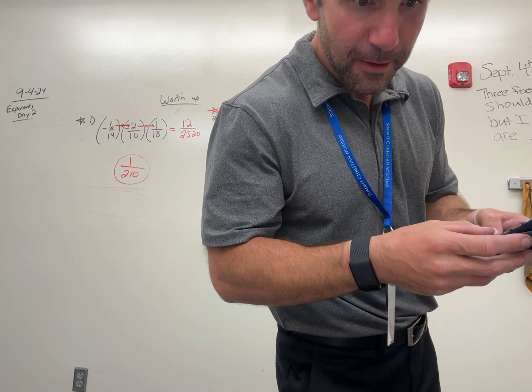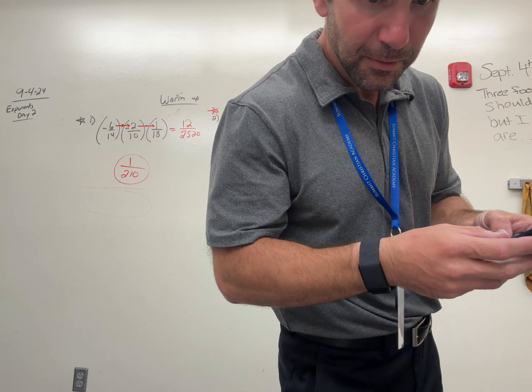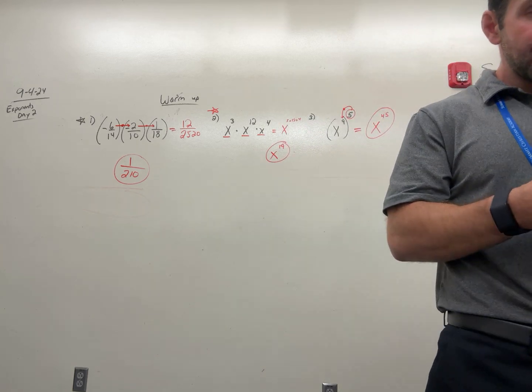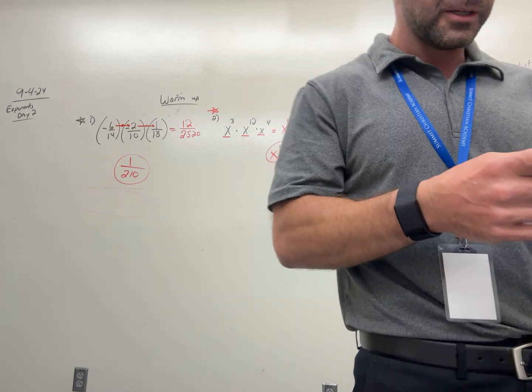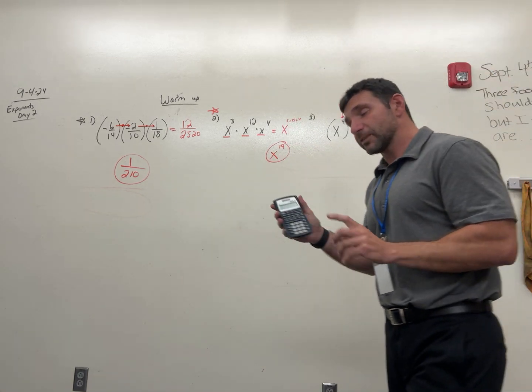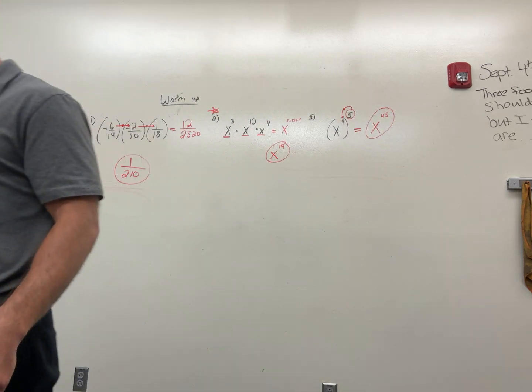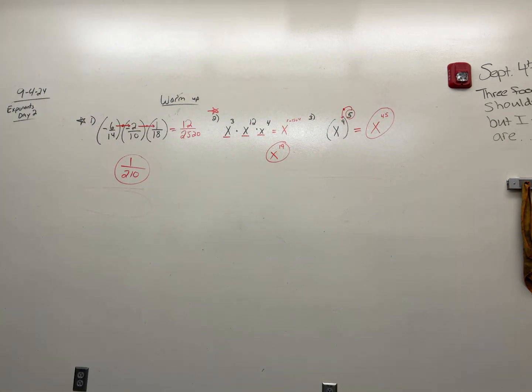Wait, what problem is Number 7? Hold on. Yep. Negative 5, parenthesis, caret 3. So right now, don't press enter. This is what you should be seeing in your calculator. If you don't see this, we've done something wrong.